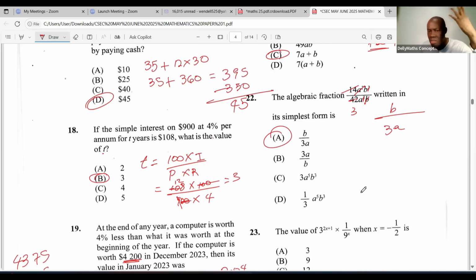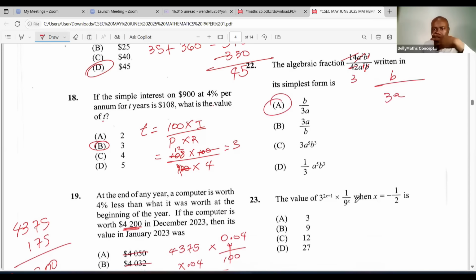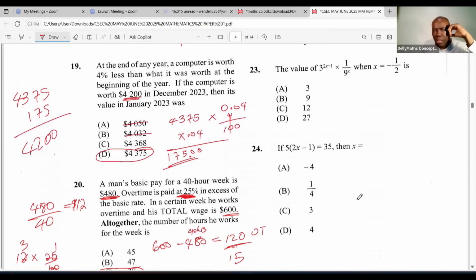Just look, because making errors as you go quickly would be the problem. The value raised to the 2. You say x is negative a half. So I'm substituting this, 1 times 1 over, okay?